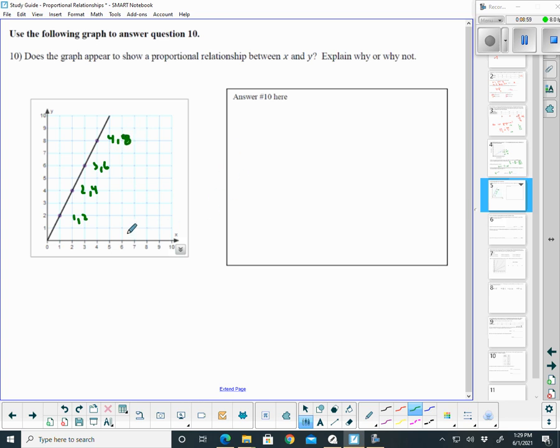So yeah, it looks like a proportional relationship because the constant of proportionality is the same for every ordered pair.